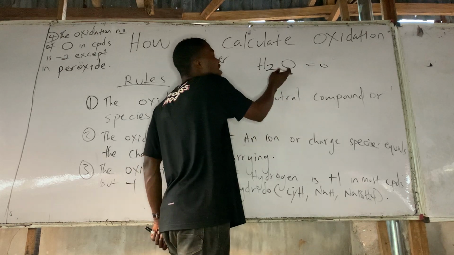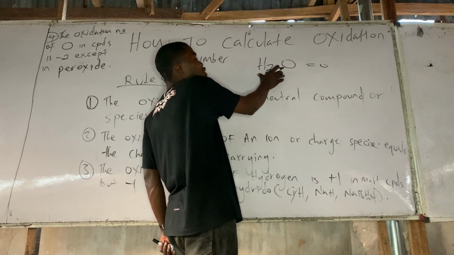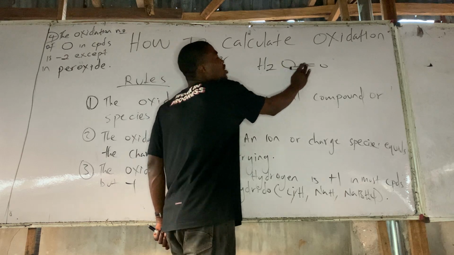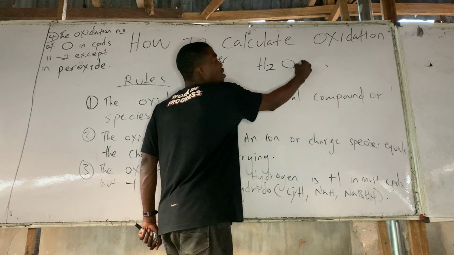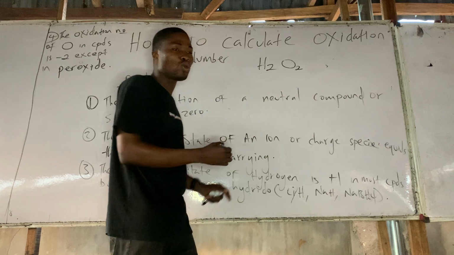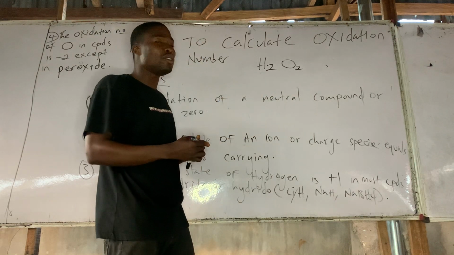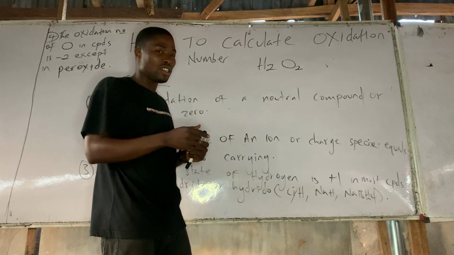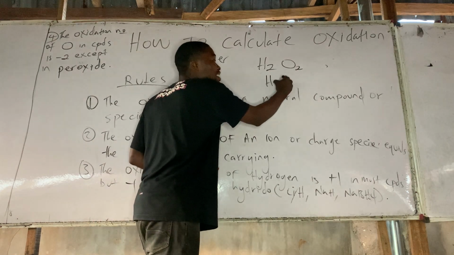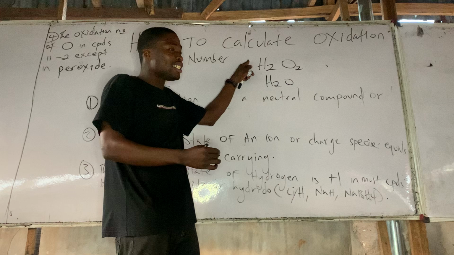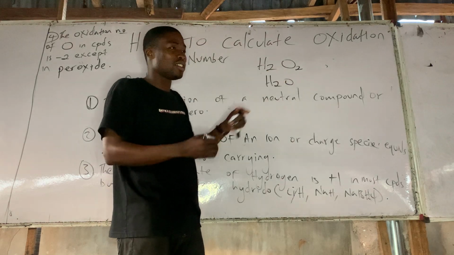But how do we change this oxide to a peroxide? It's just adding 1 oxygen. Adding 1 oxygen like this makes it H2O2. That becomes hydrogen peroxide instead of the hydrogen oxide, which we call water. So this is the oxide, this is the peroxide, with the extra oxygen.